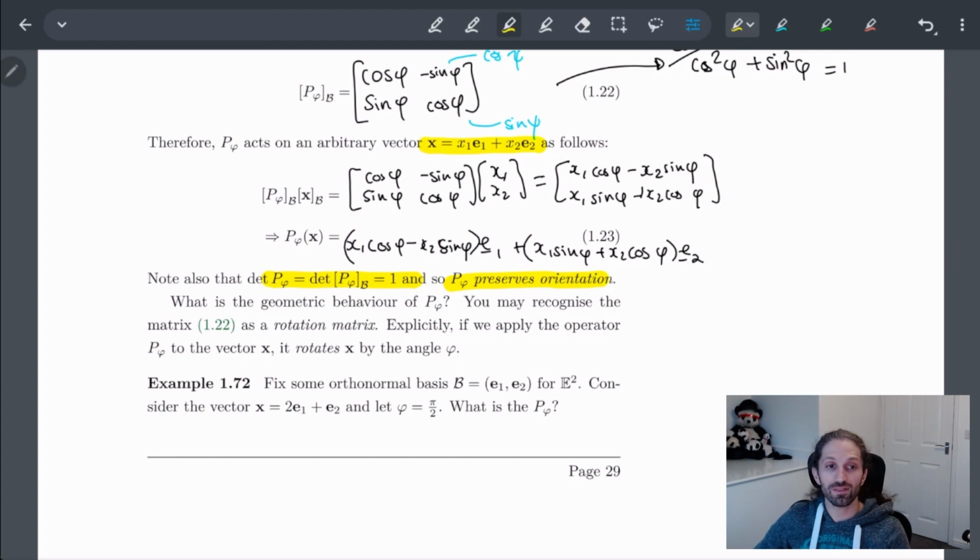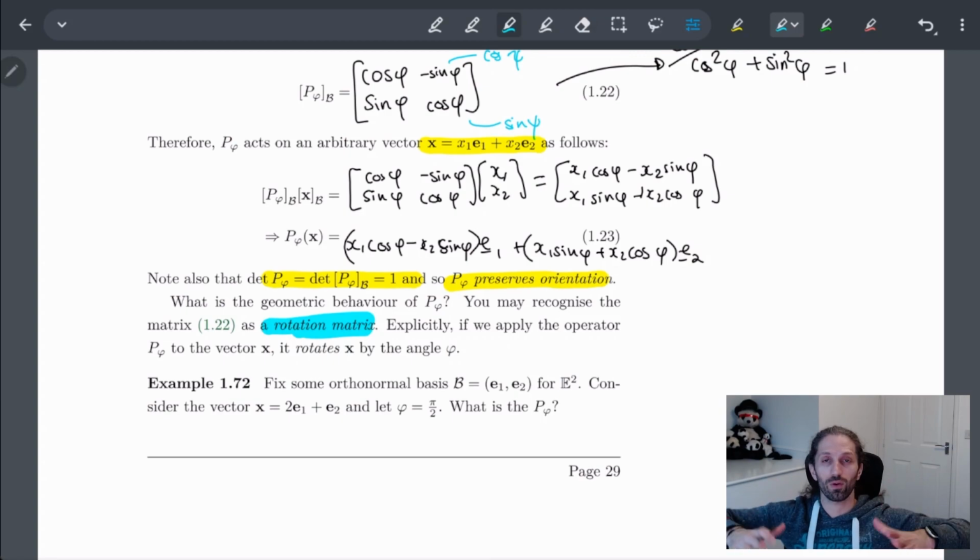Now, you might have seen this matrix before. This matrix is actually a rotation matrix. In other words, this is rotating by the angle of phi. And we will look at an example of this in the following video. So for now, by equations, I'm saying it's a rotation, but in the next example, we'll really look at one and see this rotation happen live.